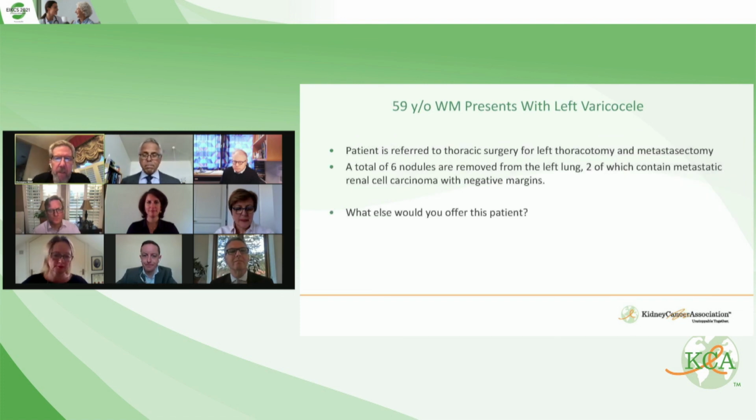So the patient was referred to thoracic surgery, who performed a left thoracotomy and metastasectomy. A total of 6 nodules were removed from the left lung, 2 of which contained metastatic renal cell carcinoma, clear cell type, with negative margins. The patient has now recovered from his thoracic surgery. His repeat imaging is without evidence of disease. So how would you manage this patient?